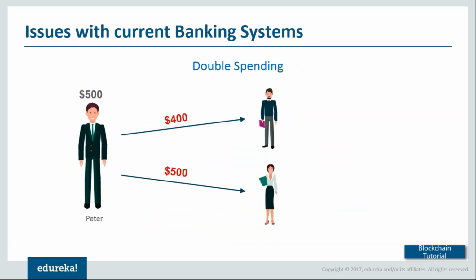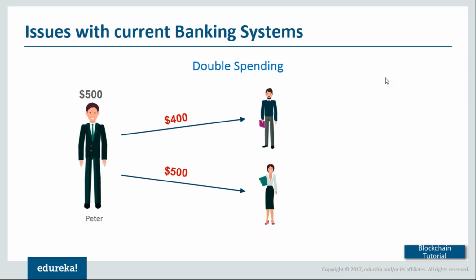Now this is a challenge that you would have seen if you're from a financial domain, but to those of you who have not heard of double spending before, let me put it very simply. Take the example here. Peter has $500 in his account, but he's trying to send James $400 and Mary $500 at the same time. Now if both transactions go through at the same time, then it becomes a problem to identify which is valid.